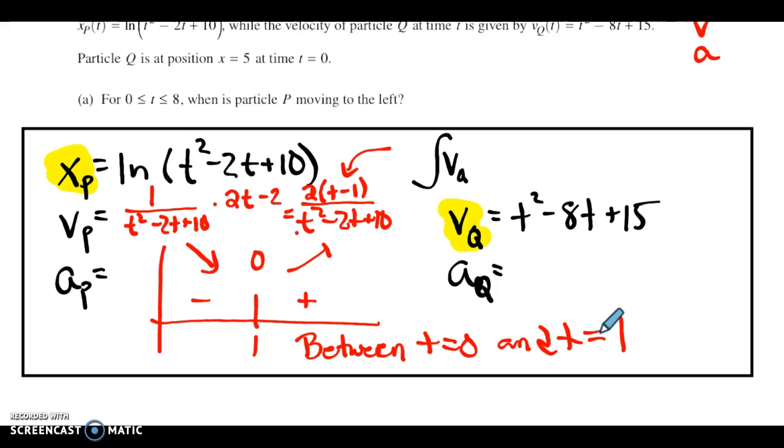t equals 1. So that answers our part A. Maybe I'll write it here: between t equals 0 and t equals 1.